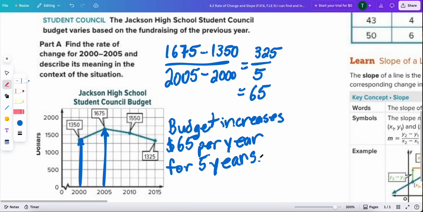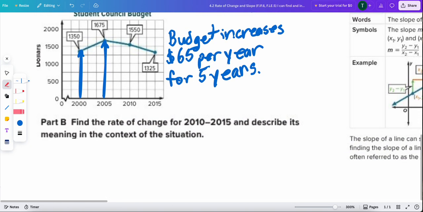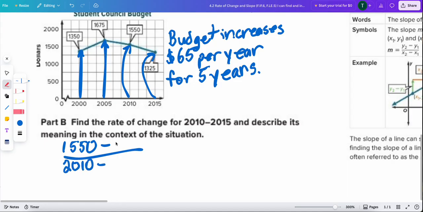So now we would go into answering part B. So I have to scroll down a little bit more. For part B, it wants us to find the rate of change for 2010 to 2015. So for this problem, my 2010 is here, 2015 is here. So let's say I put the 1,550 on top first. I have to put the corresponding year first on the bottom, so 2010. The other Y amount was 1,325, and our other year was 2015.